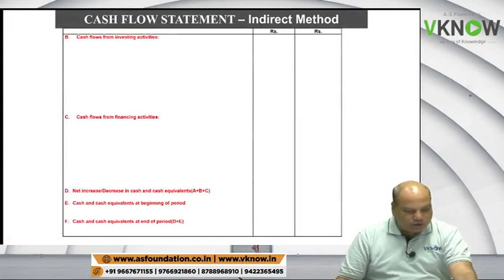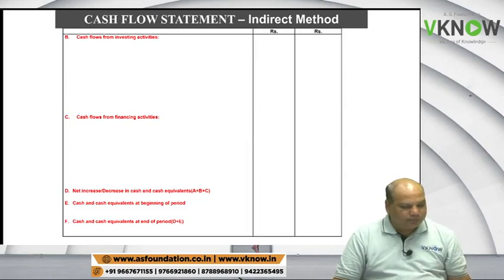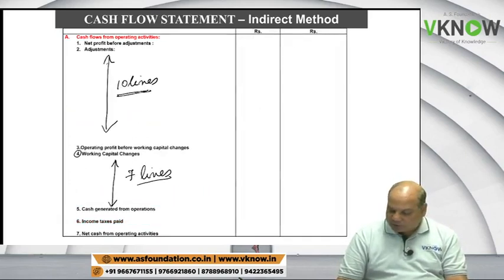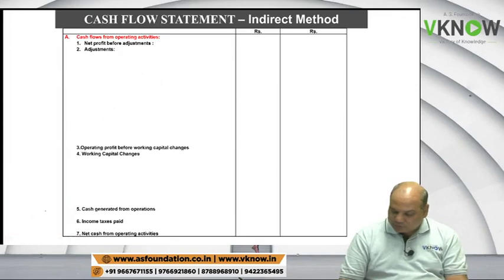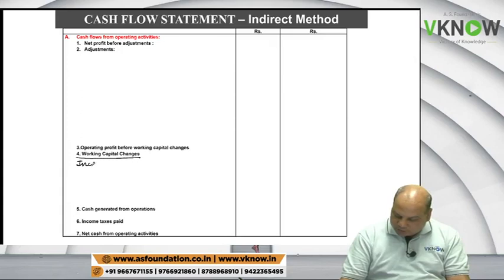So the question has, on the liability side, sundry creditor. Sundry creditor is a working capital adjustment item. So come to operating activities. Point number 4. You will say increase in creditor.